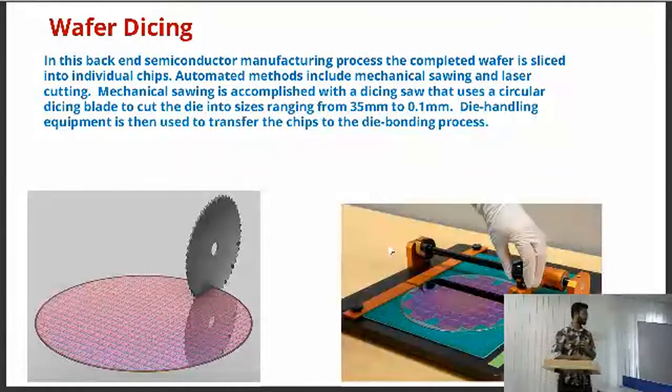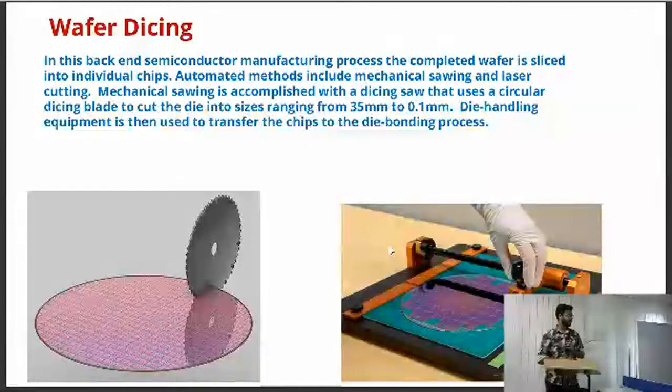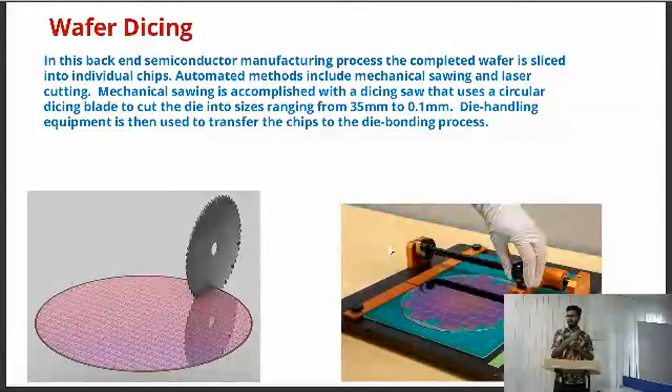It is cut into pieces using a diamond saw. In the back-end semiconductor manufacturing process, the complete wafer is sliced into chips. Automated methods include mechanical sawing or laser cutting. Mechanical sawing uses a saw composed of diamonds implanted on its outer edge. Using laser, we can also do this, and then transfer the chip to the die bonding process.